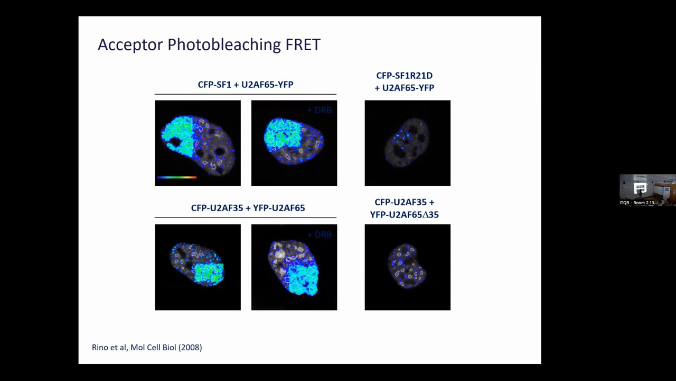So this was a confirmation of the hypothesis that we had from the FRAP experiments, that the mobility is lower because they are indeed interacting with each other. The weird thing was that they were doing so even when no new RNA was being formed. So this was strongly arguing against the step-by-step recruitment of the splicing factors.